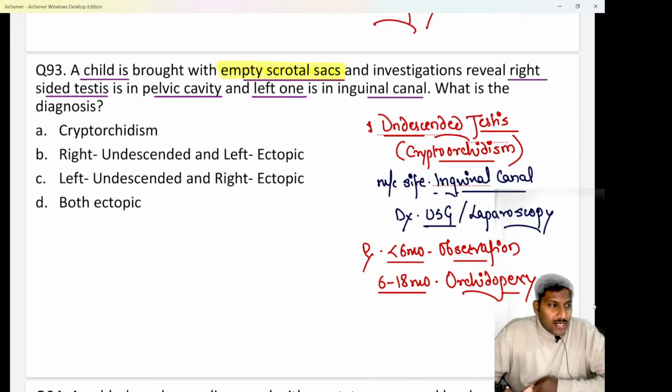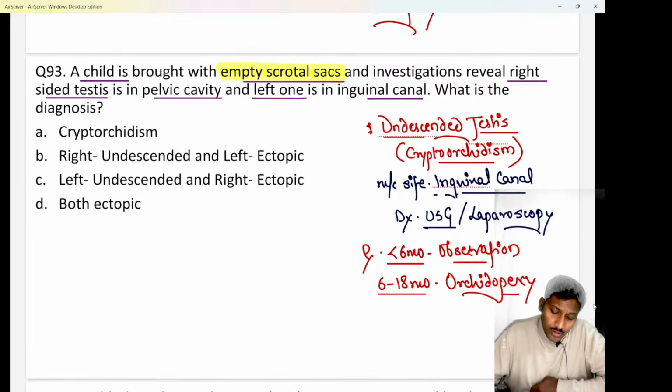Now let me know in the chat box what is the best answer. Option A says cryptorchidism, that is bilaterally undescended testis. Option B says right is undescended and the left one is ectopic. Option C says left is undescended and right is ectopic. And option D says both are going to be ectopic. So let me know what is the answer.